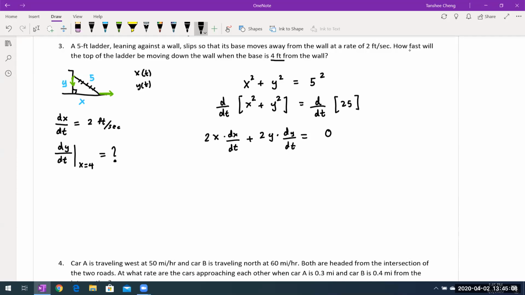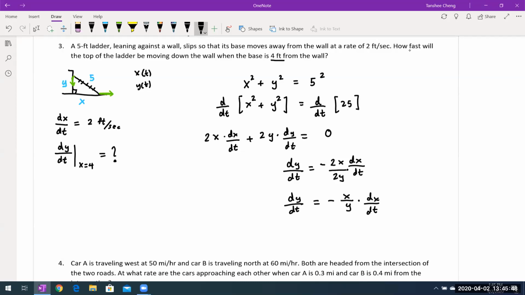So if I solve for this, first I subtract 2x dx/dt from both sides, and then I divide by 2y on both sides, and this is what I will get. So when you simplify a little bit, this will become dy/dt equal to negative x over y times dx/dt.